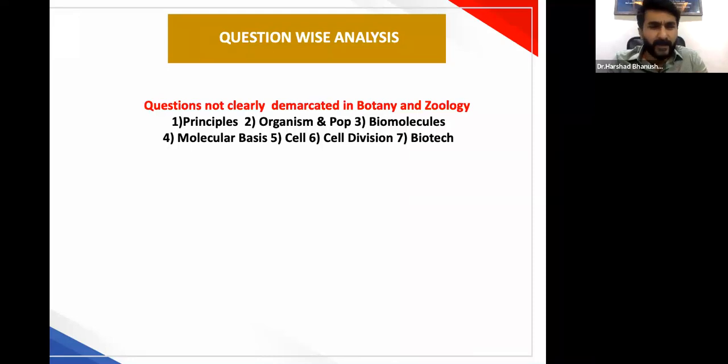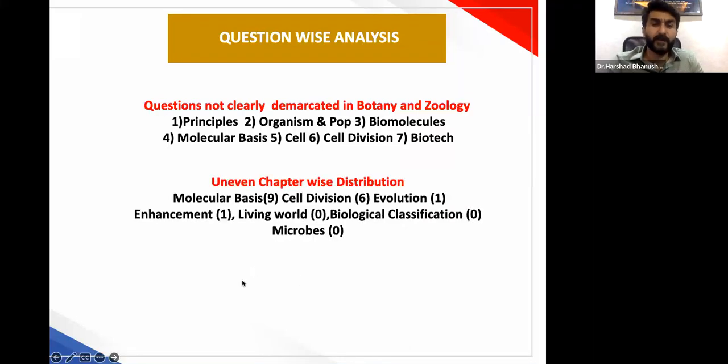Of course, there are chapters like morphology, anatomy, which are clearly defined as botany, whereas all your systems are clearly defined as zoology. But a lot of the chapters of genetics, ecosystem, biomolecules and cell unit are not yet clearly demarcated, whether they are in botany or zoology, because the type of questions keeps on changing every year.